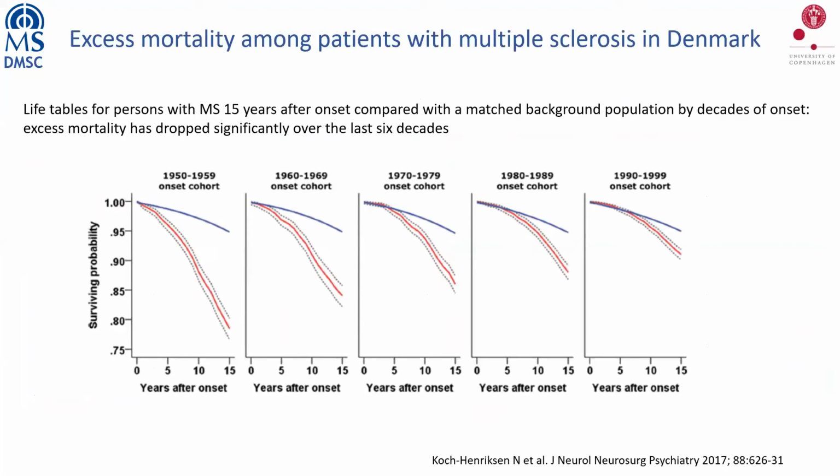The register has also been used to look at the excess mortality among patients with MS in Denmark from the 1950 cohort to the 1999 cohort. And the mortality of MS patients has been compared with the background population. And as you can see, the excess mortality has dropped significantly over the last 6 decades. And today, the life expectancy for a person with MS in Denmark is only 8 years shorter than the background population.